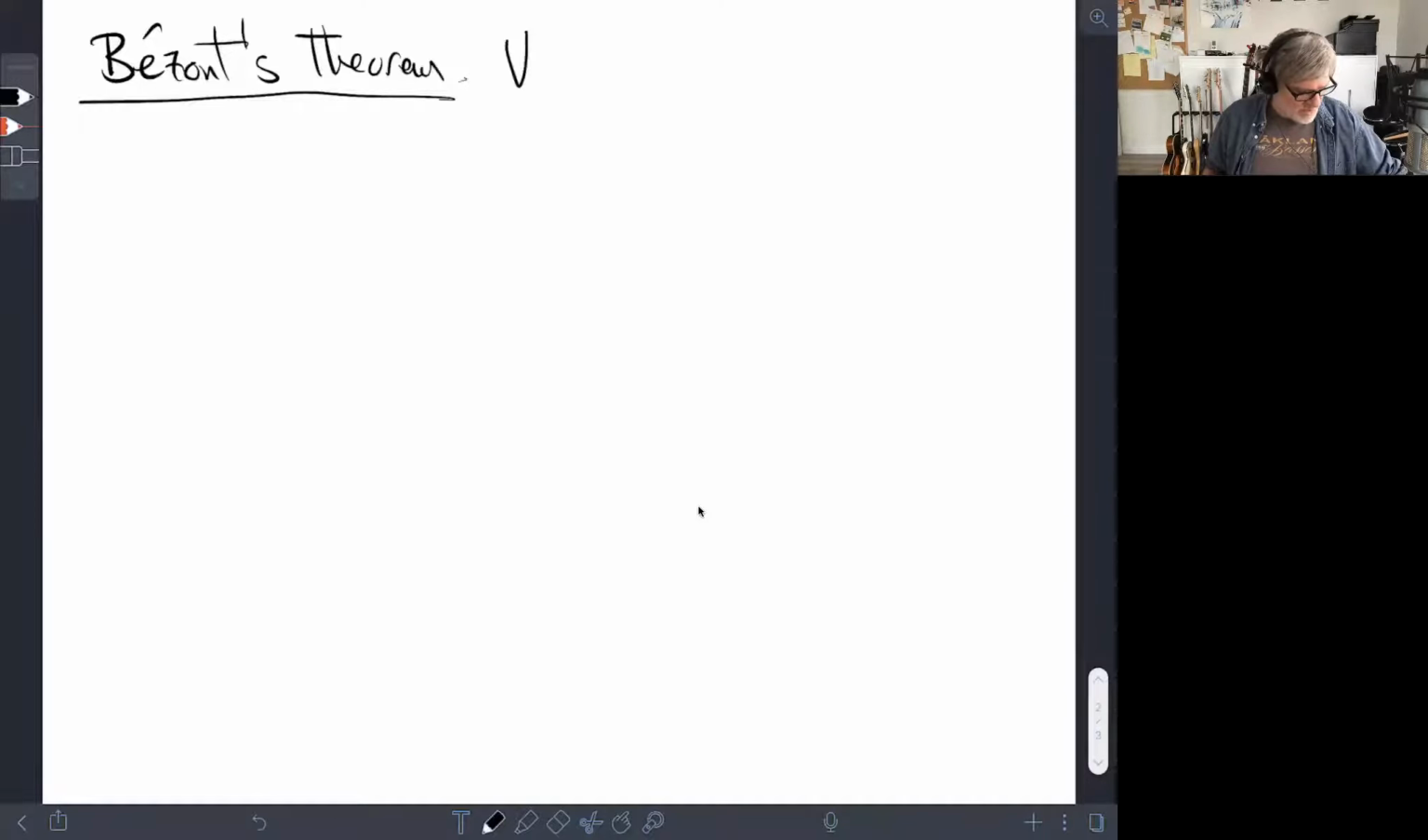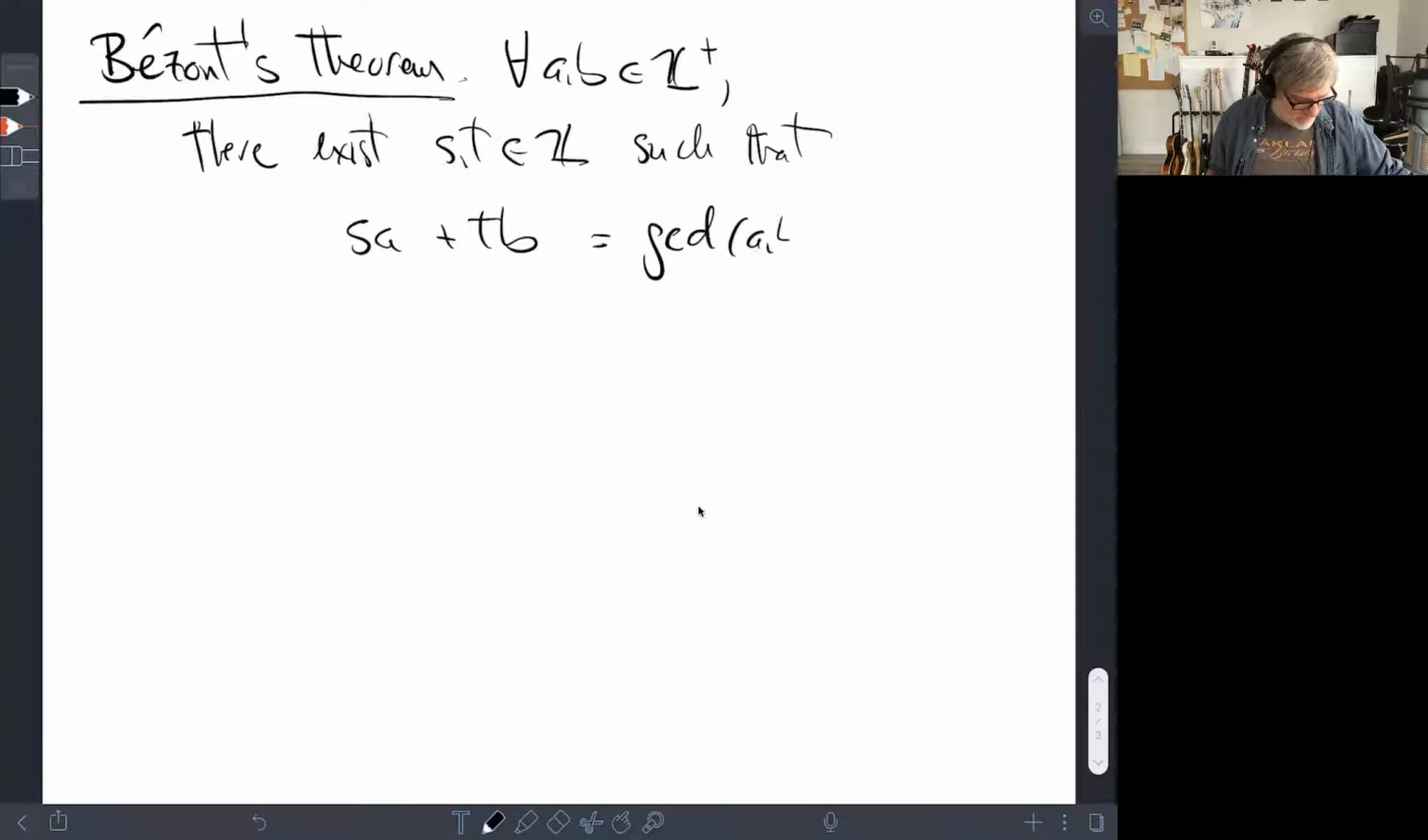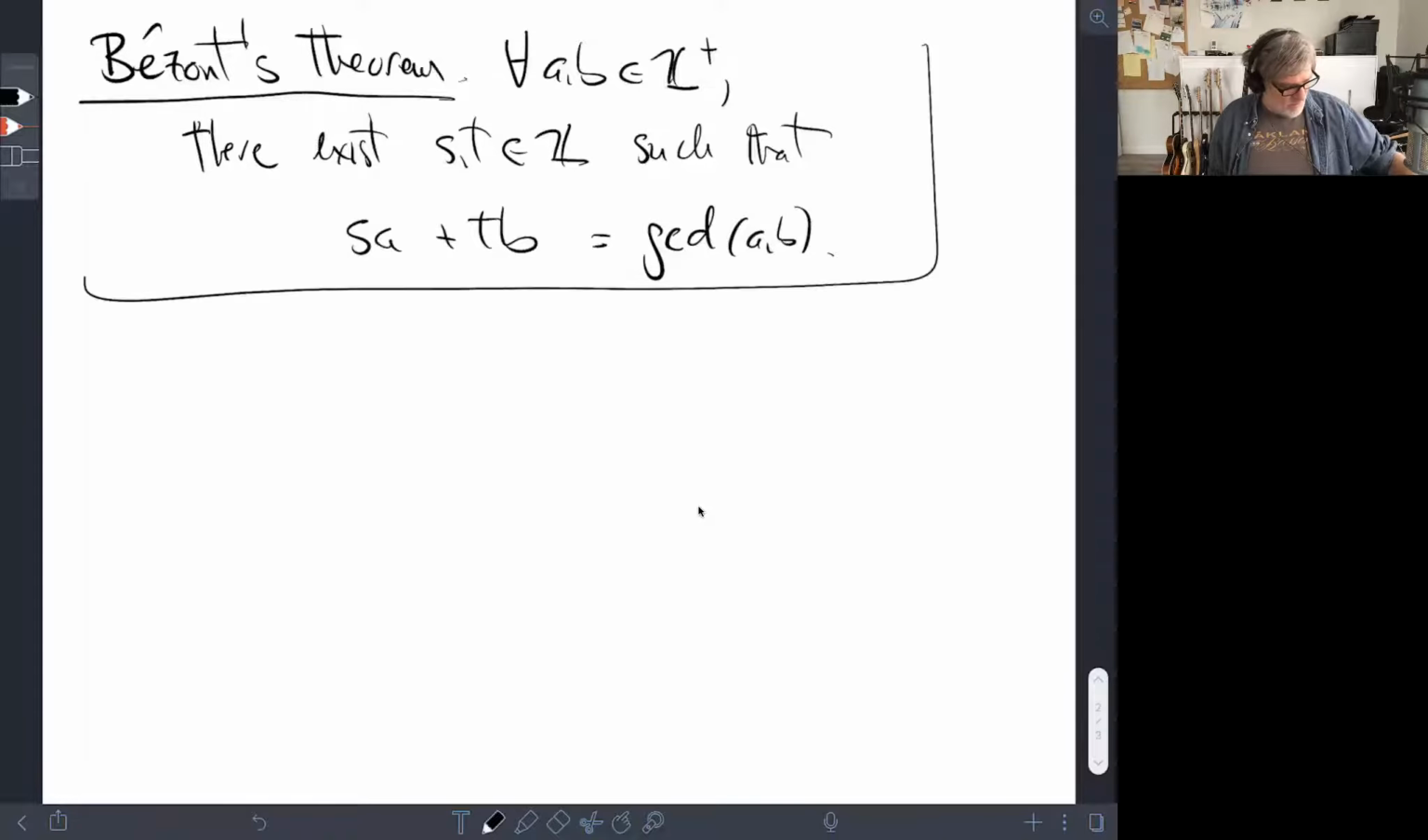So if you take any two positive integers, a and b, then there exist integers s and t, whatever their name is, but we'll use s and t here, such that sa plus tb, so what I'm doing is taking a linear combination of a and b, an integer combination of a and b, and the result will be the GCD of a and b. This is the statement of Bézout's theorem.